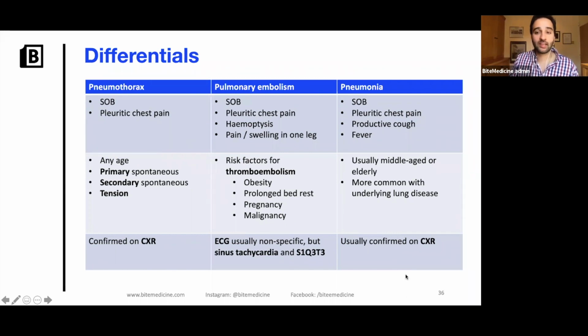This is exactly the same as the differentials list from our pneumothorax slide, which makes everyone's life a lot easier, mainly because they're all causes of pleuritic chest pain. They all cause shortness of breath. But exactly like we said before, we can differentiate it based on symptoms, based on risk factors, and on some investigations as well.